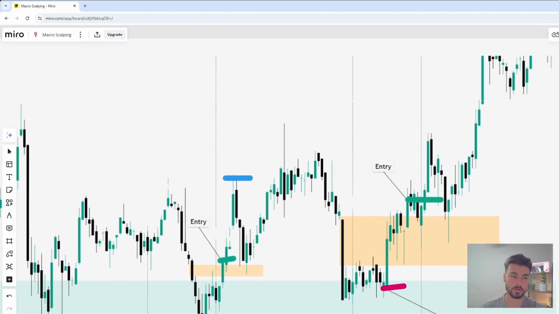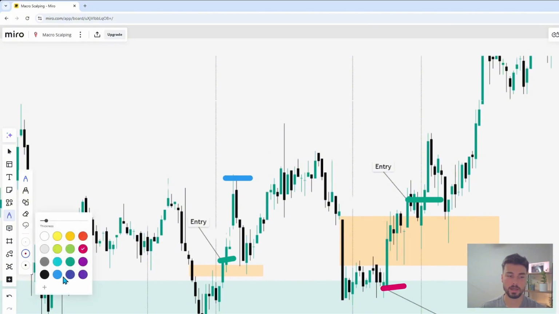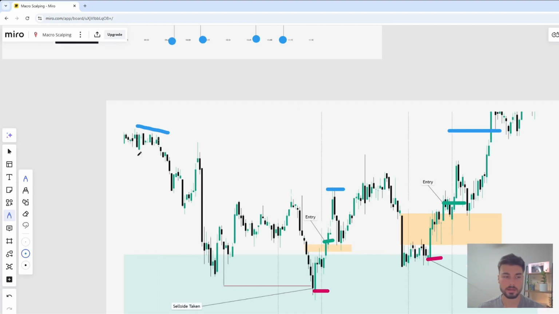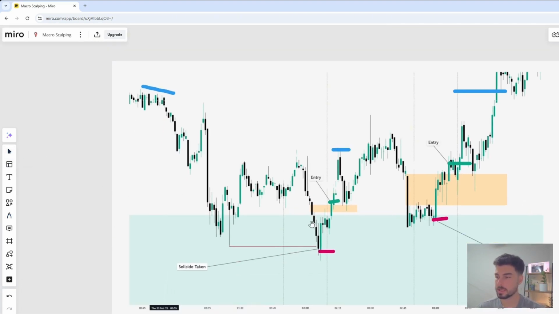1-to-1, 1-to-1.5. Right, happy days. Pretty easy, right? This is the strategy. And the funny thing about this week is that this green box, in most of the examples today, it's the same 15-minute fair value gap that's been used as support. That's how easy it is.